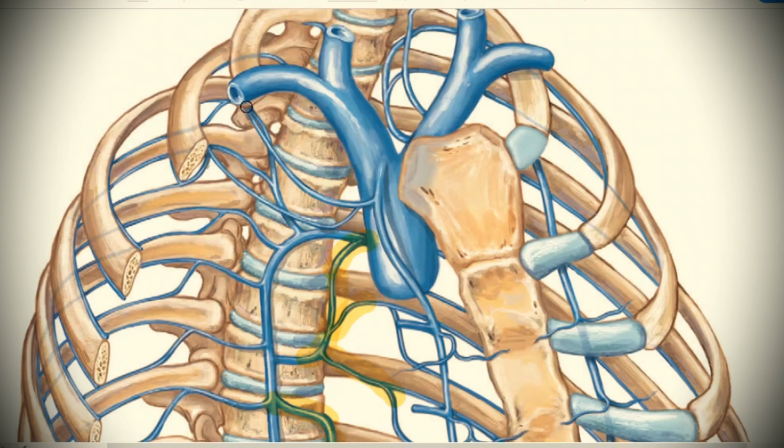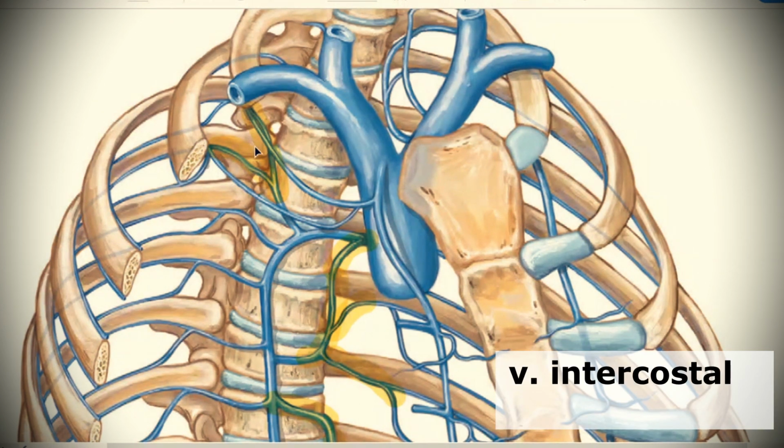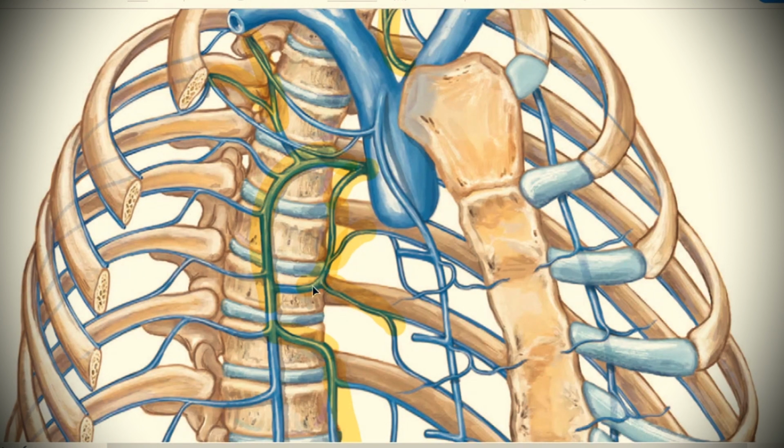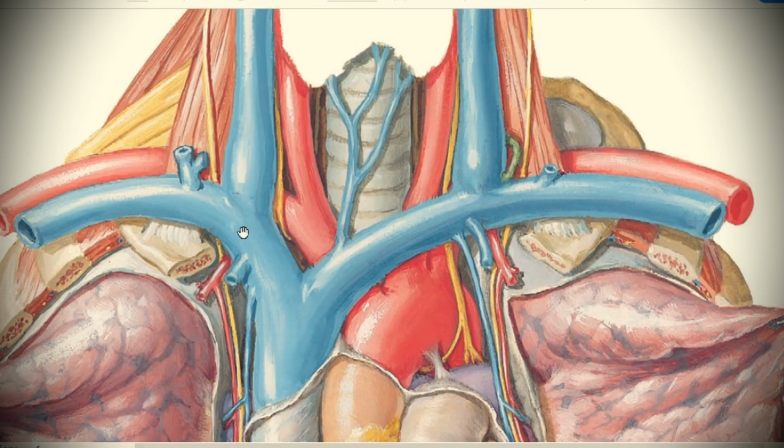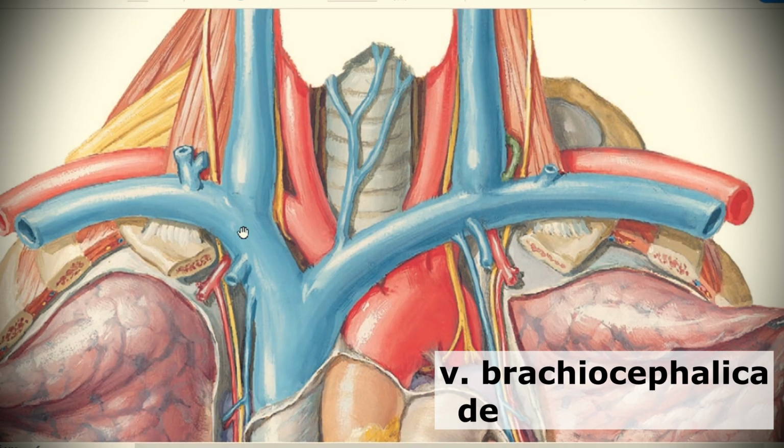From the first and second intercostal spaces, you have vena intercostalis superior that can fall into the azygos or into the brachiocephalic vein. So vena azygos drains blood from almost all of the thoracic cavity, from its walls and internal organs, and also from the posterior wall of the abdominal cavity. We have two brachiocephalic veins, vena brachiocephalica dextra and sinistra.